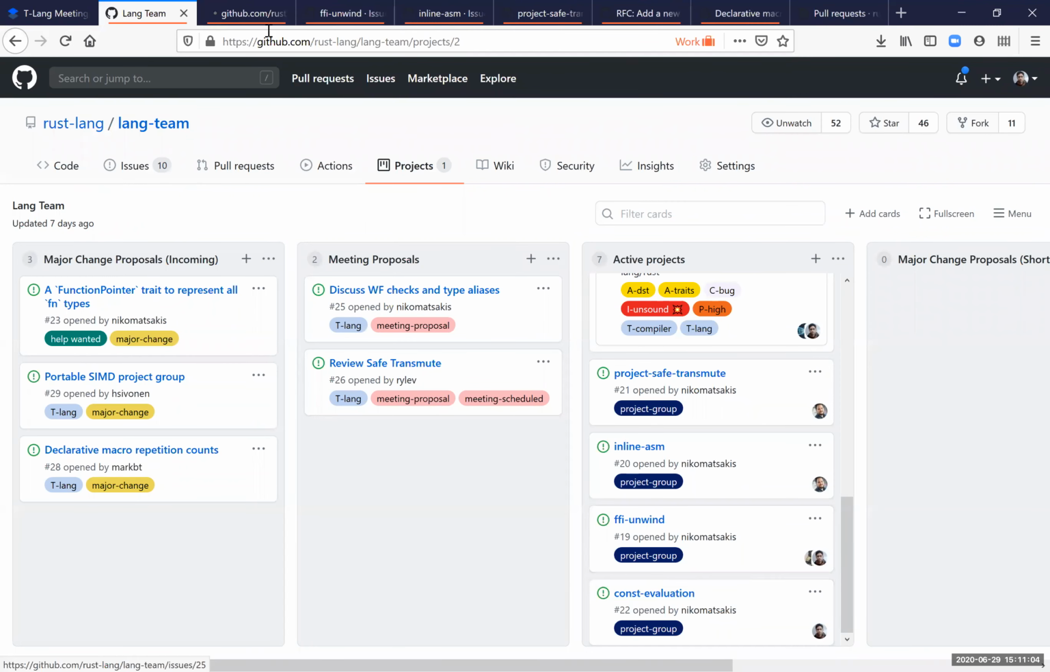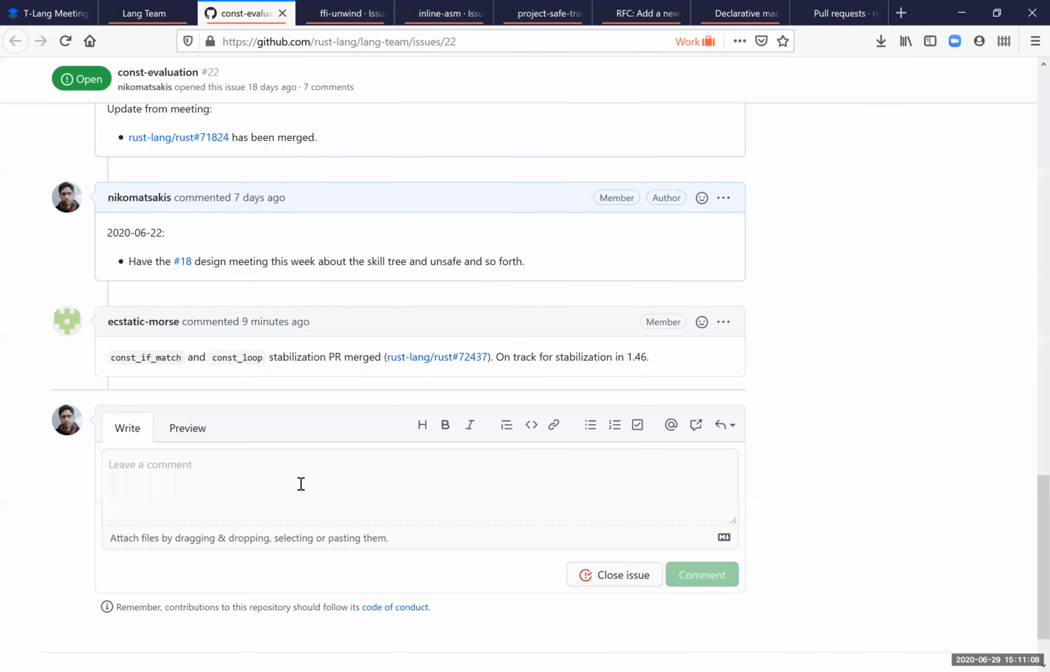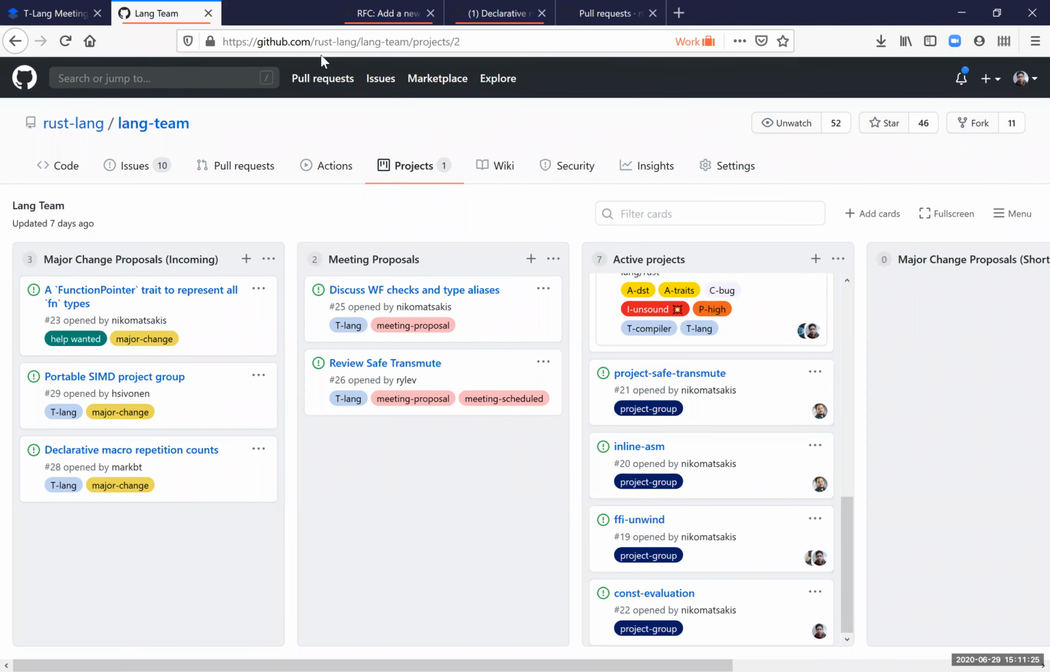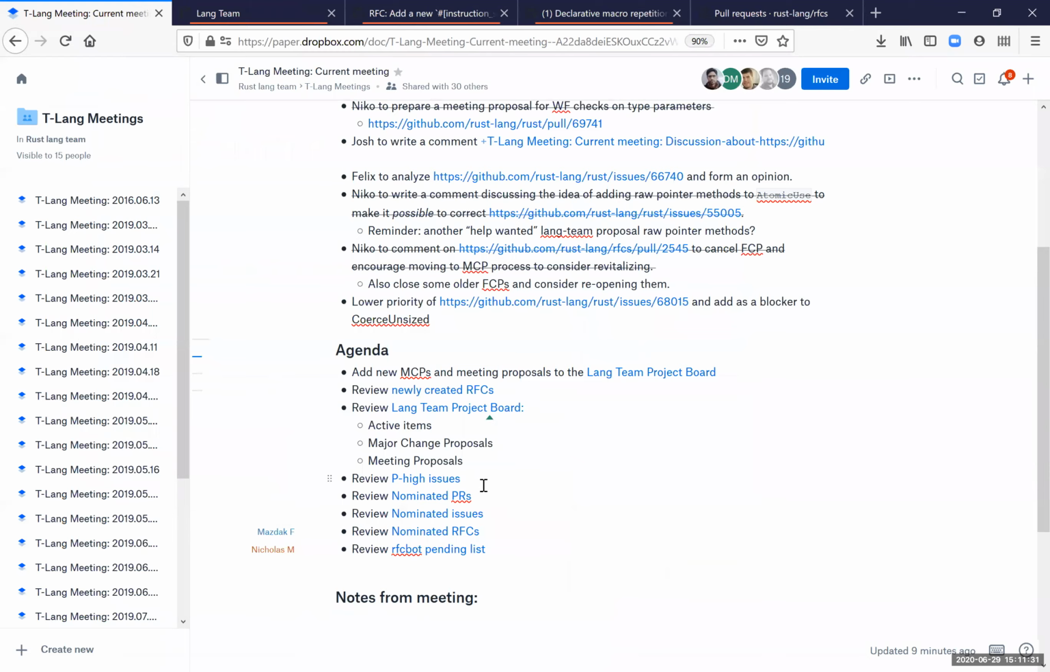And const evaluation, any updates on that? Yeah, the if, match and loop stabilization PR landed. So we're on track, and then there's a bunch of little things that have gone through FCP, but yeah, a bunch of minor pending FCP stuff. Okay, we'll come to it, I guess. Yeah. Cool. Okay. Good. All right then. P-high issues.